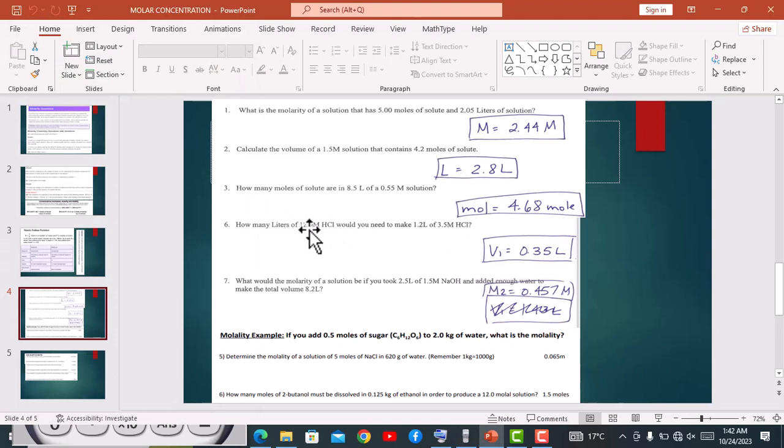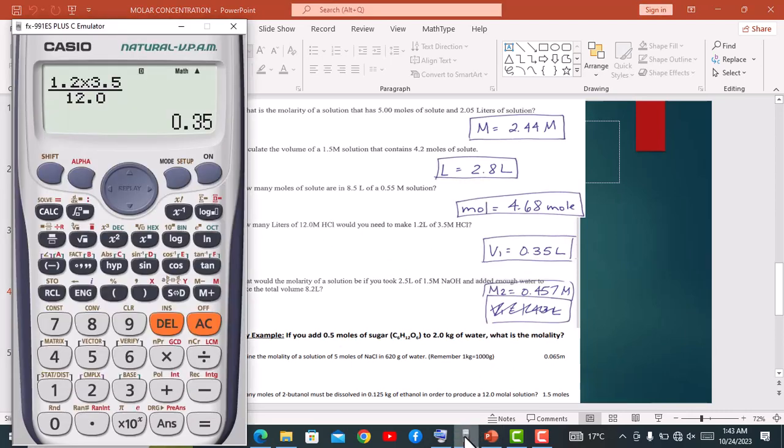So please be very careful here. You are given two concentrations. You have the first one, but you don't have how many liters. You have the second one with its own volume, 3.5 and 1.2. So you have 12.0, but you don't know the volume of the first one. So you use C1V1 equals C2V2, and it will provide you with that answer.